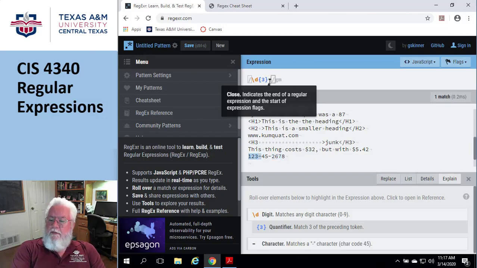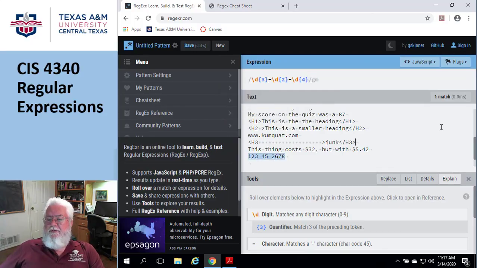Plus a dash. And then I want to find a digit, but only 2 of them. And then a dash, and then I want to find a digit and exactly 4 of them. Okay, so that's how you do a search for a social security number. I want 3 digits, a dash, 2 digits, a dash, and then 4 digits. Kind of cool?